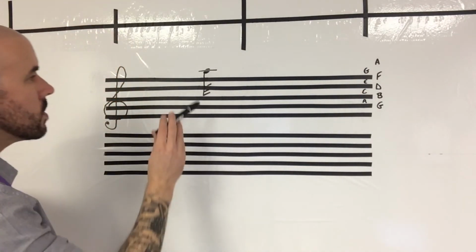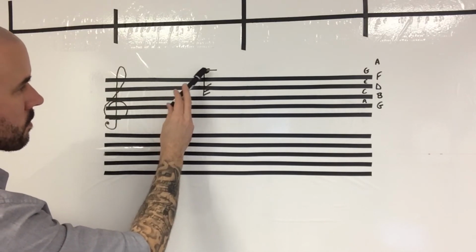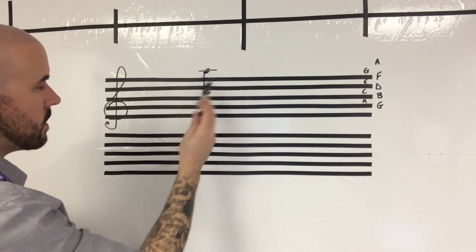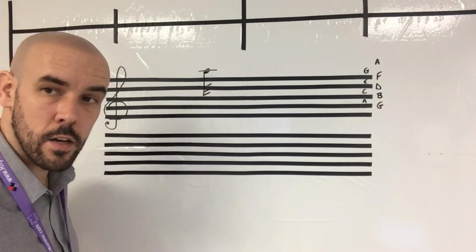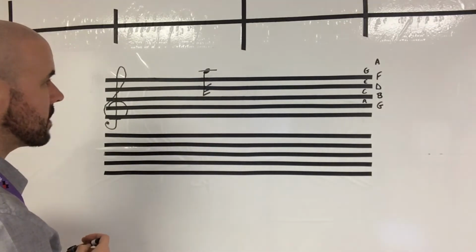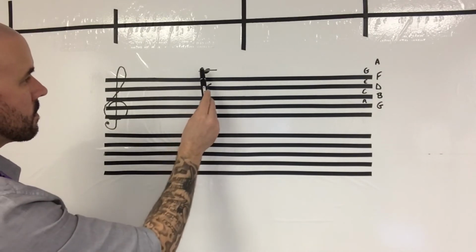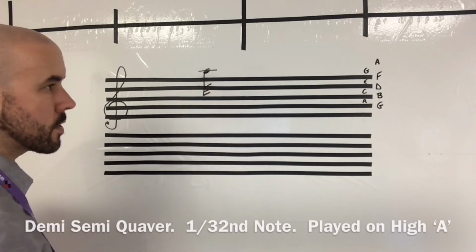So we know that that is a filled in note head, stem, 3 tails. So it's a demi-semi-quaver. Fractional value of the demi-semi-quaver is a 32nd note, and it's written on high A because of the ledger line.